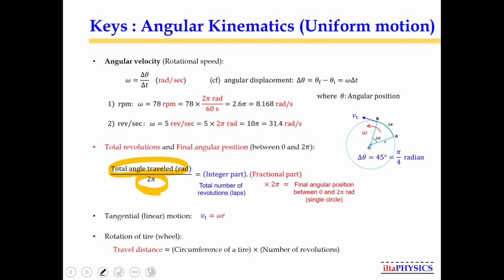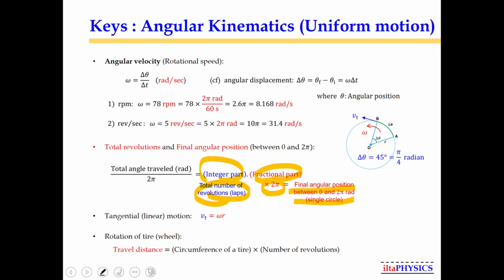When you calculate the total rotation in radians and divide it by 2 pi, you'll usually get a number with a whole part and a decimal part. The whole number tells you the total number of full laps the object completed since one full revolution is equal to 2 pi. The decimal part is a little bit tricky. The decimal part, when multiplied by 2 pi, gives you the object's final angular position, which will be a value between 0 and 2 pi radians.